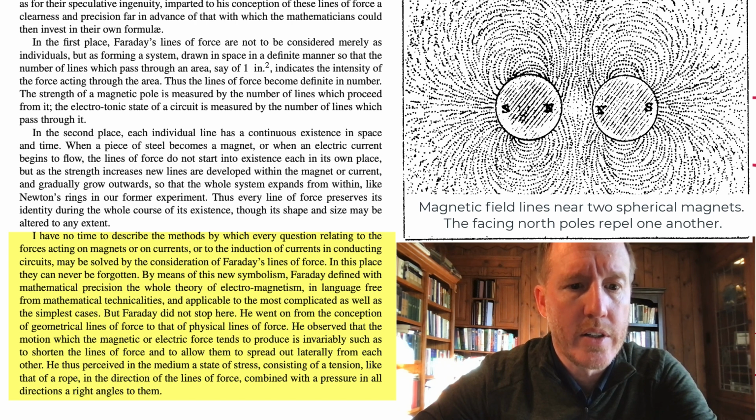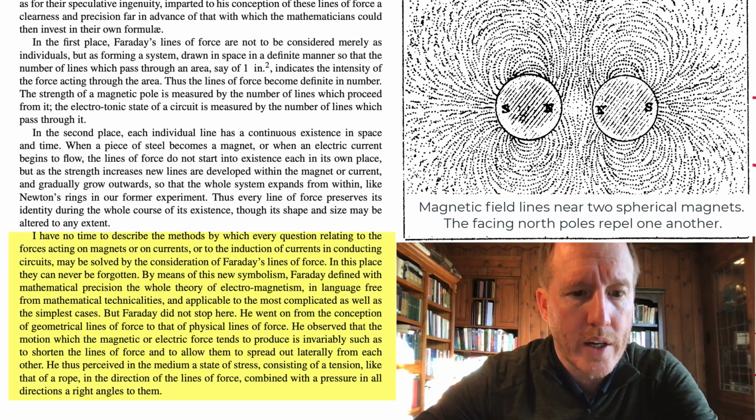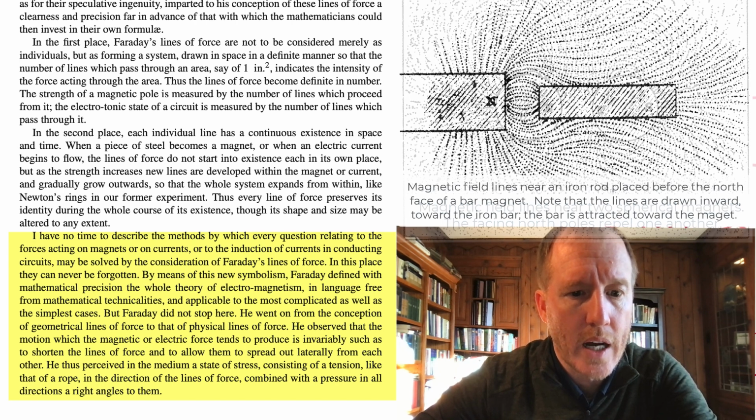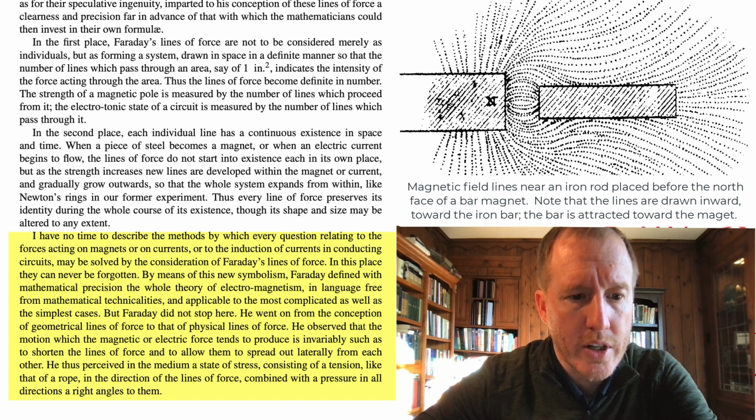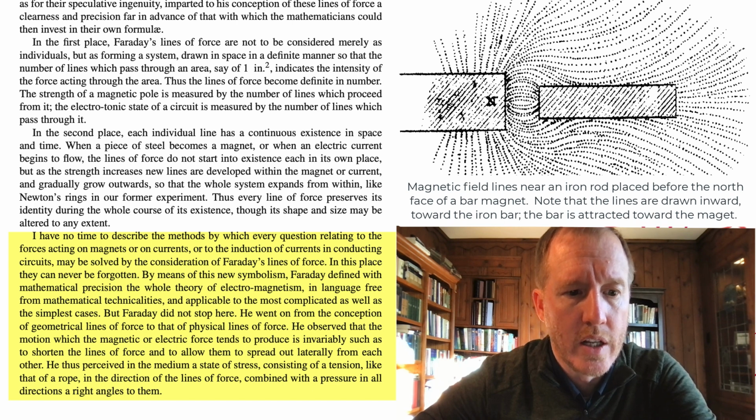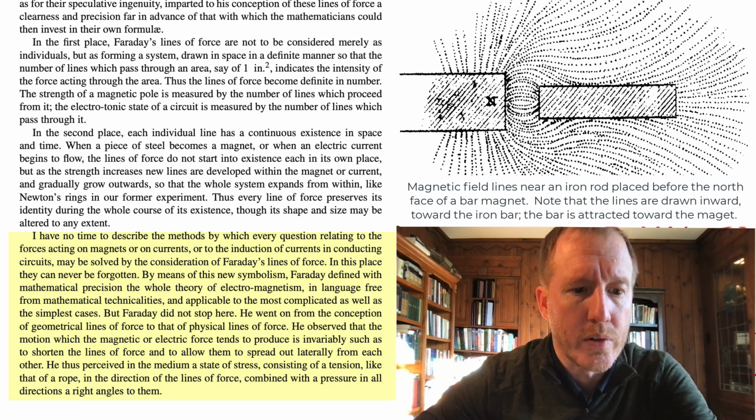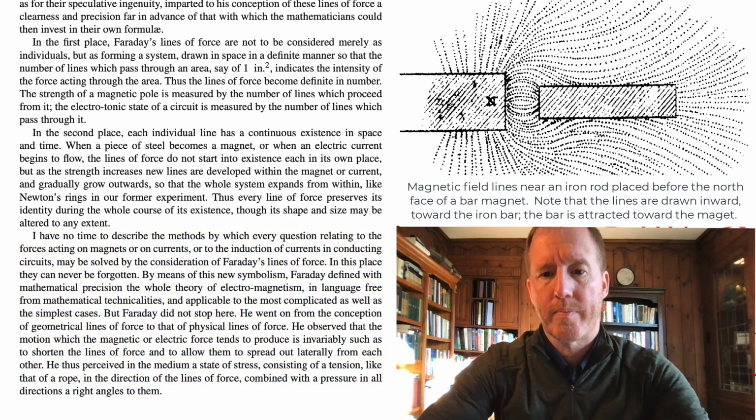But Faraday did not stop there. He went on from the conception of geometrical lines of force to that of physical lines of force. He observed that the motion which the magnet or electric force tends to produce is invariably such as to shorten the lines of force and to allow them to spread out laterally from each other. He thus perceived in the medium a state of stress consisting of a tension, like that of a rope, in the direction of the lines of force, combined with a pressure in all directions at right angles to them.